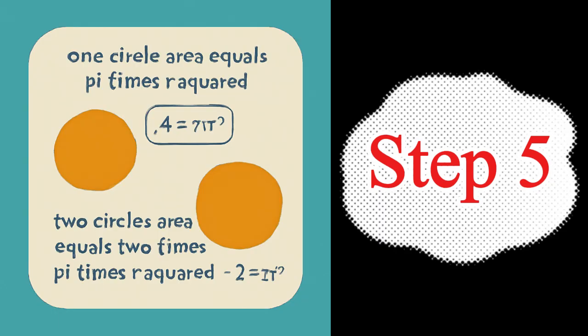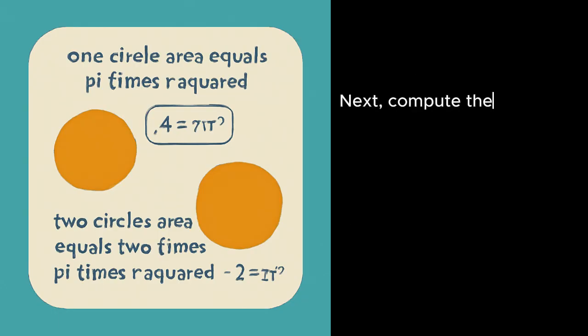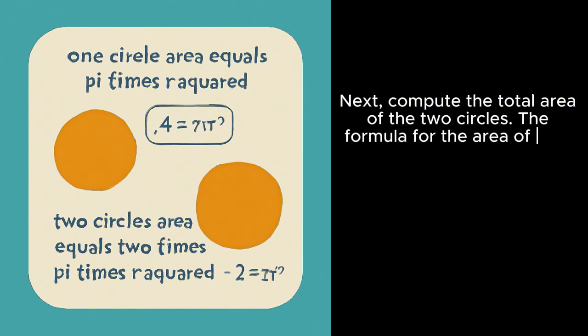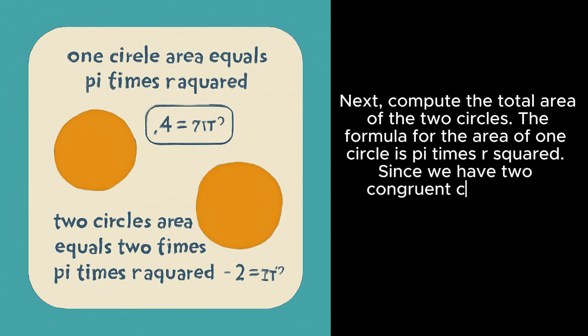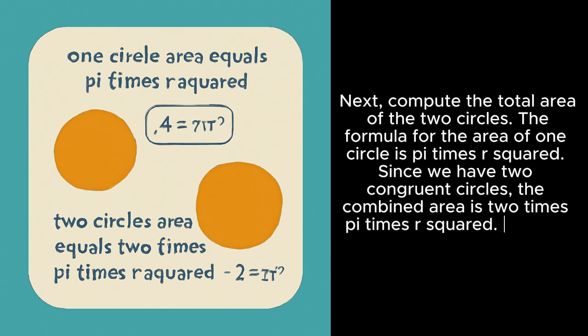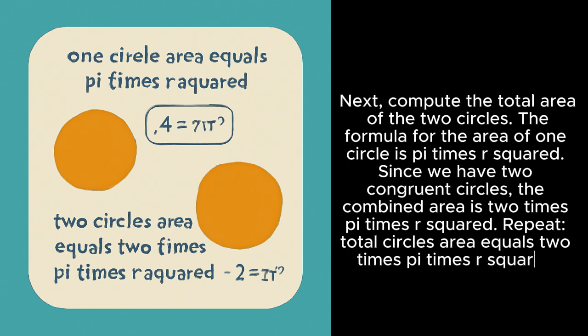Step 5. Next, compute the total area of the two circles. The formula for the area of one circle is pi times r squared. Since we have two congruent circles, the combined area is 2 times pi times r squared. Total circle area equals 2 times pi times r squared.